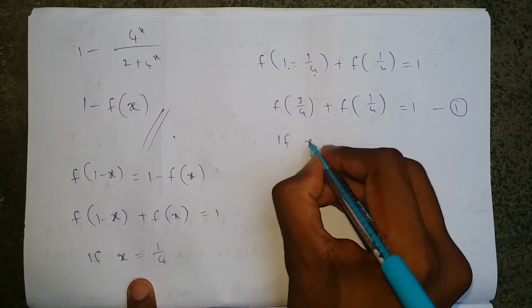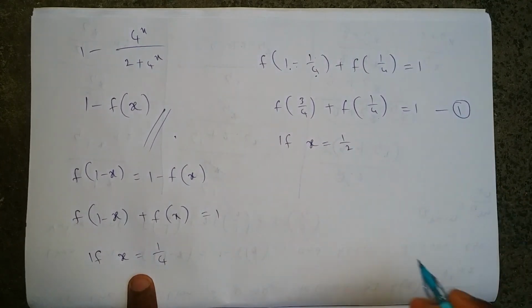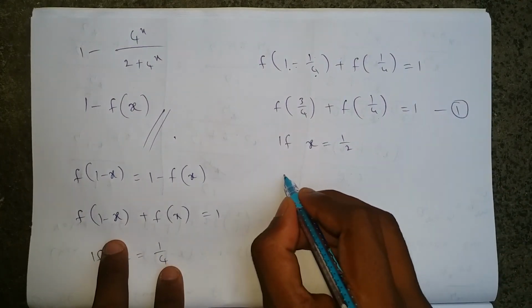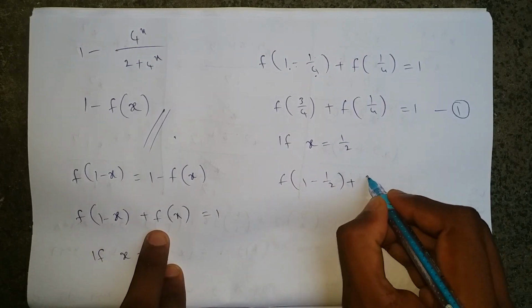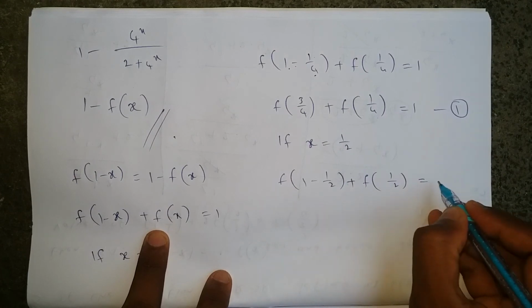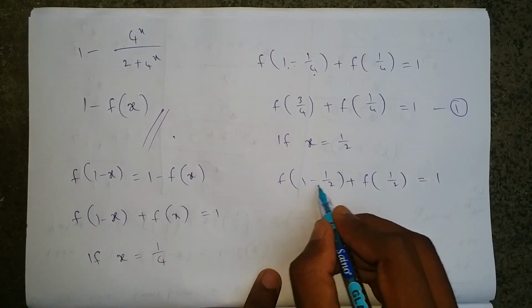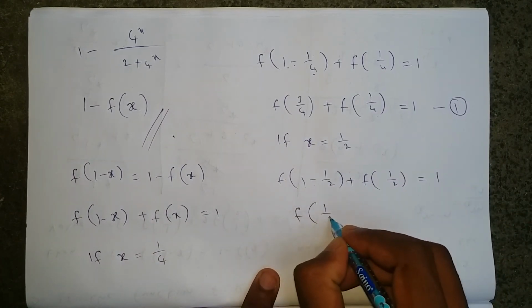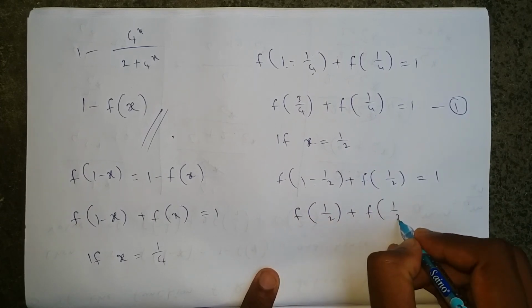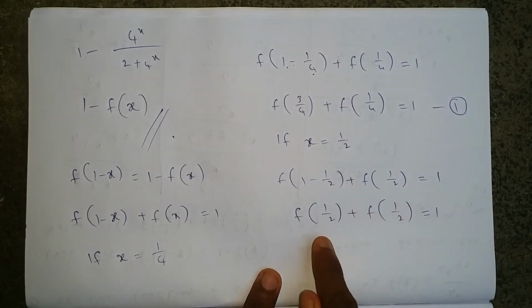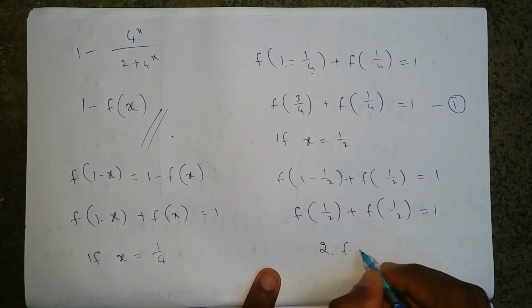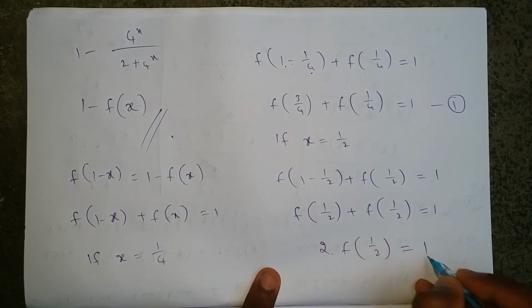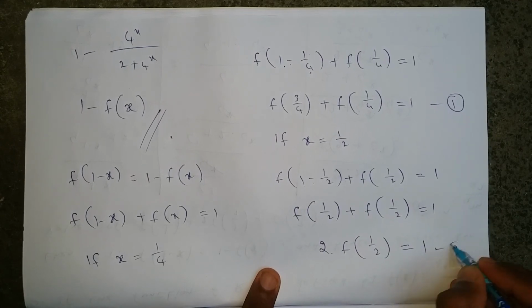Now if x is equal to 1 by 2, so same again, f of 1 minus 1 by 2 plus f of 1 by 2 is equal to 1. Here 1 minus half is half, f of half plus f of half is equal to 1. f of half plus f of 1 by 2 is nothing but 2 times f of 1 by 2, which is equal to 1. This is equation 2.